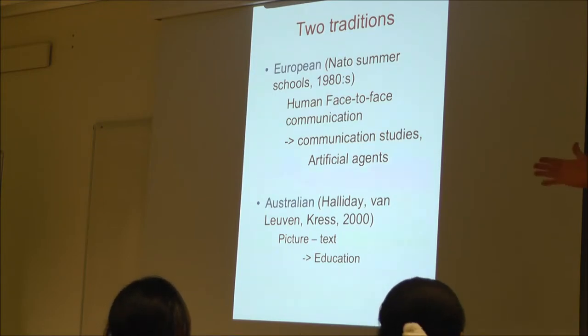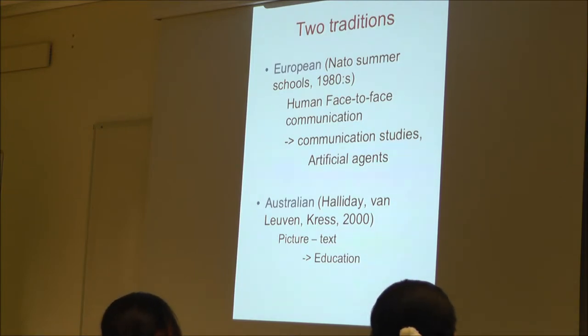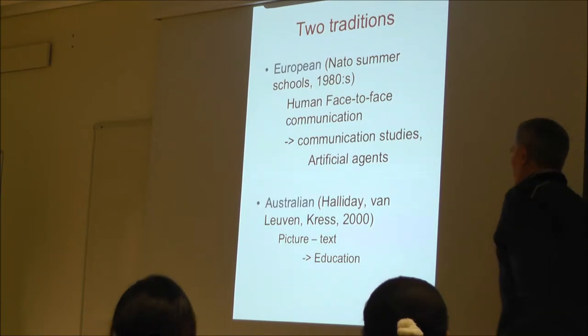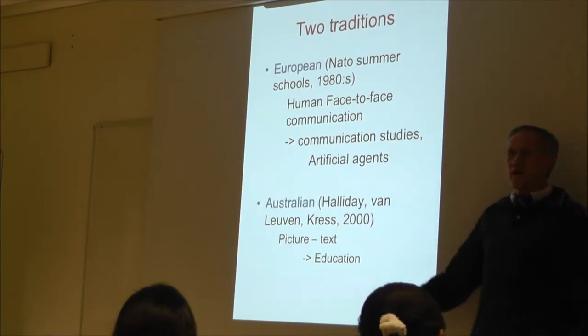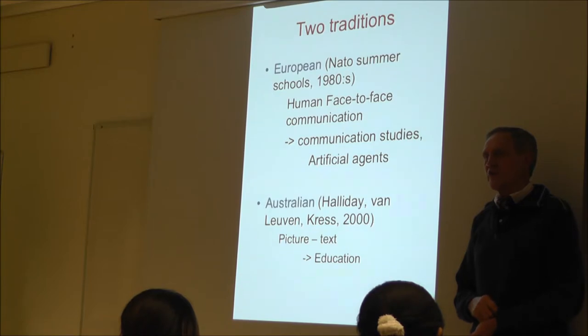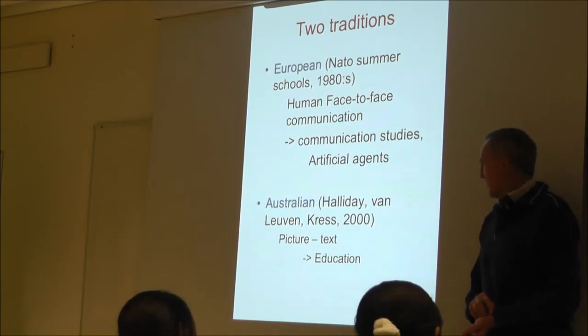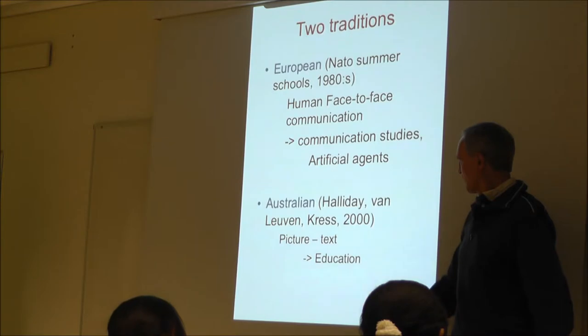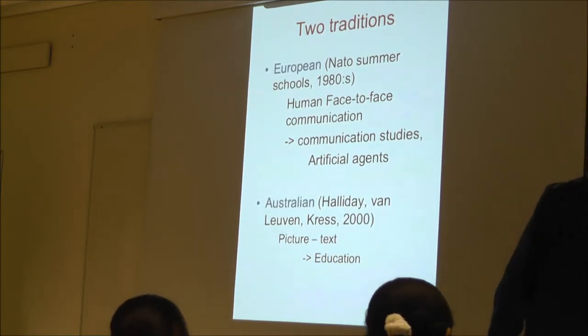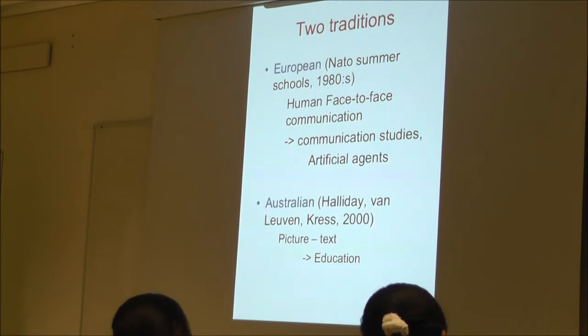Okay. However, there is another tradition which has its stronghold in Australia. Anybody from Australia here? No, anyway, it comes from an English linguist called Michael Halliday, who emigrated to Australia and started something called systemic functional grammar. He got a lot of students, and some of them were Dutch and German. And so here we have a guy called Theo van Leeuwen and another one called Günther Kress, who decided that Halliday's functional systemic grammar could also be used to study pictures and text together in books.